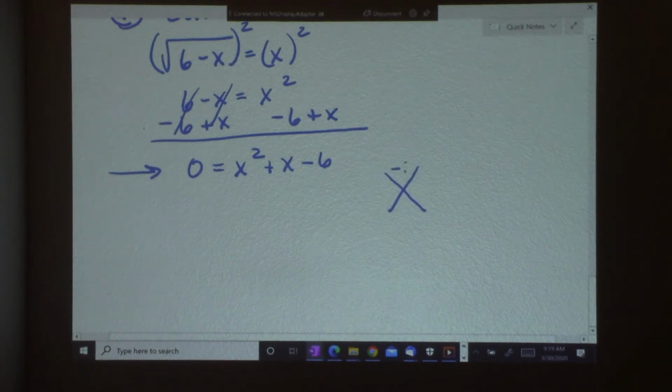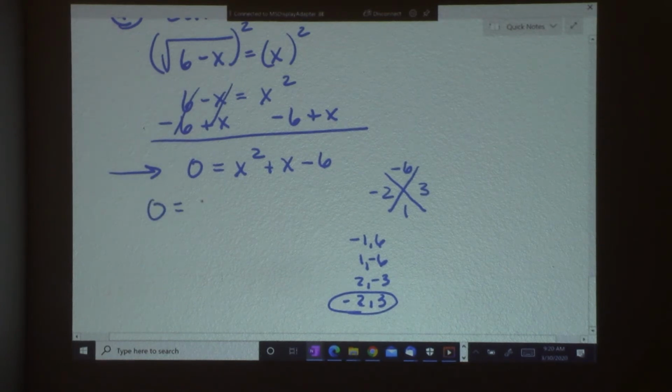I put negative 6 up here, positive 1 down here. Okay, so what are my factors of negative 6? 1 and negative 6, 2 and negative 3, negative 2 and 3. Okay, which 2 add up to 1? These 2 do. So I've got negative 2 and positive 3. So I'm going to have here x minus 2 and x plus 3. Remember this?